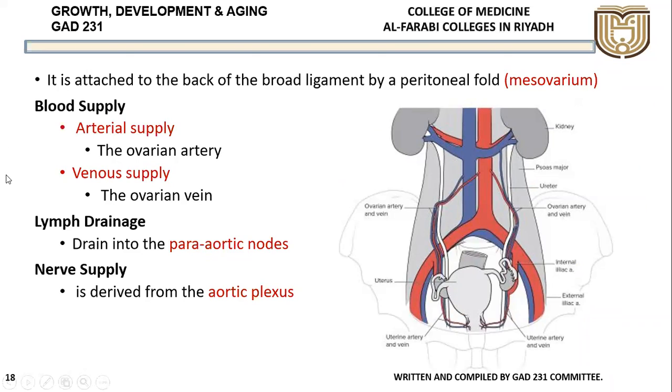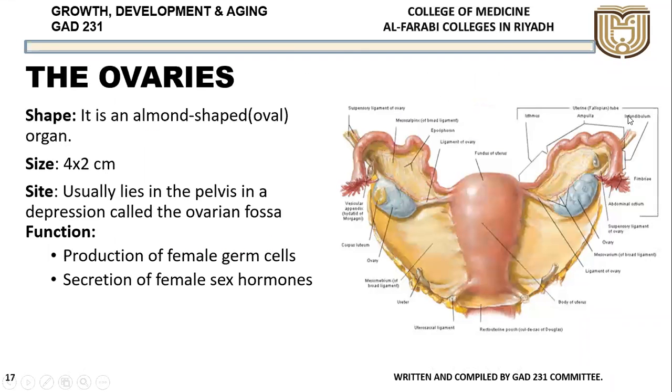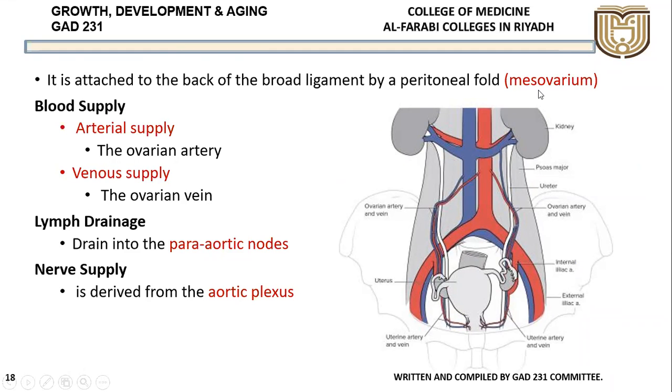Now coming to some more details, it is attached to the back of the broad ligament by the peritoneal fold. This peritoneal fold is called the broad ligament. So it is present on either side, and it is held by the meso-ovarian. This is called the meso-ovarian.